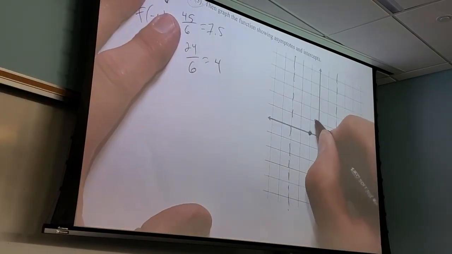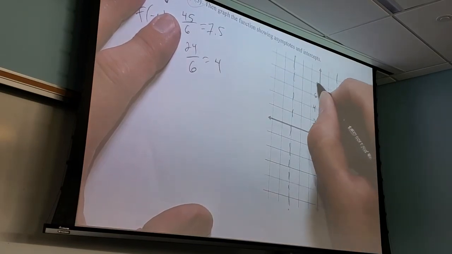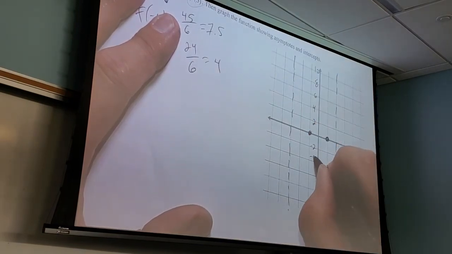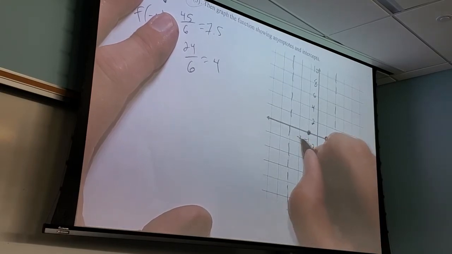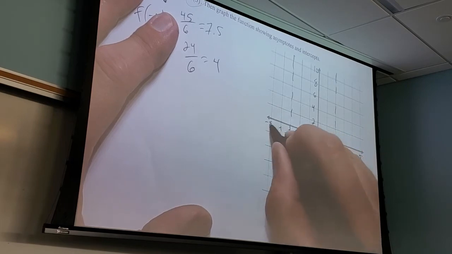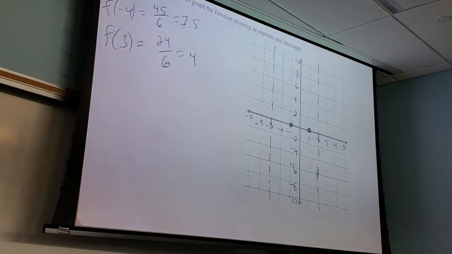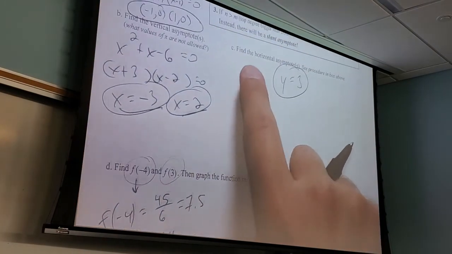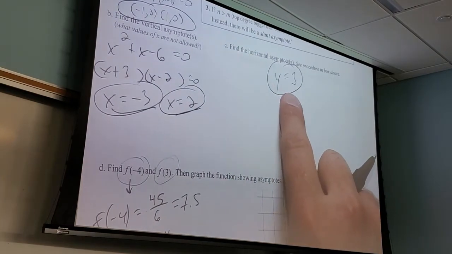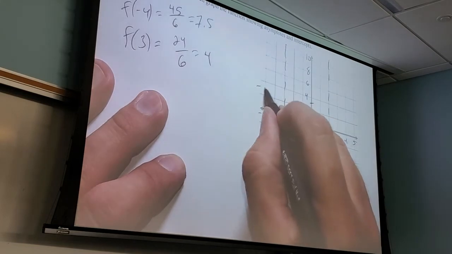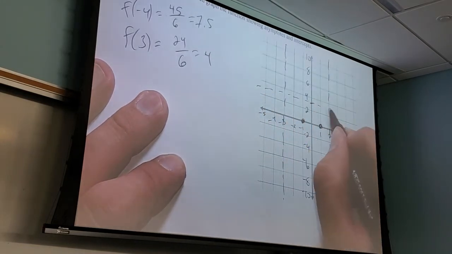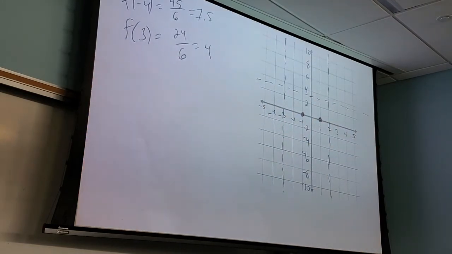So I'm going to make this 2, 4, 6, 8, 10. Negative 2, negative 4, negative 6, negative 8, negative 10. This, of course, is 1, 2, 3, 4, 5 and negative 5. So now I got my scale. Now I can put my horizontal asymptote in there. y equals 3. So that's right here. So I've got this horizontal asymptote there.